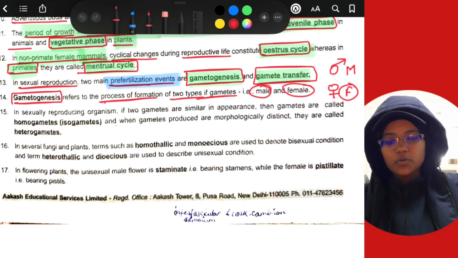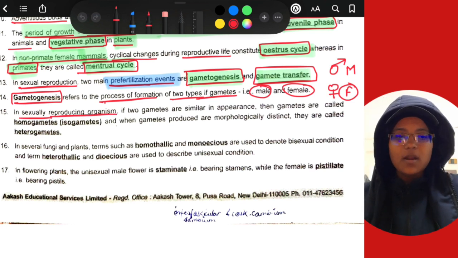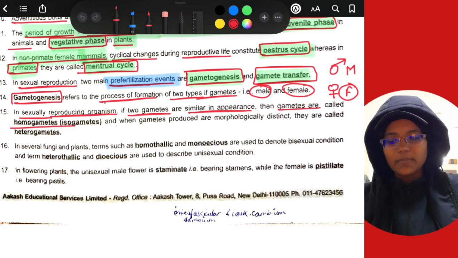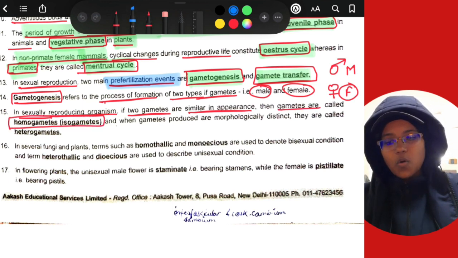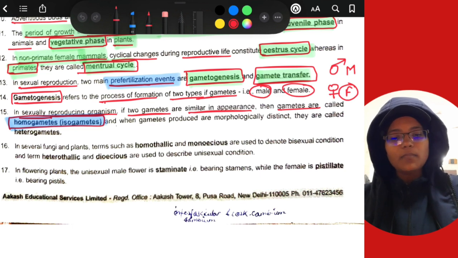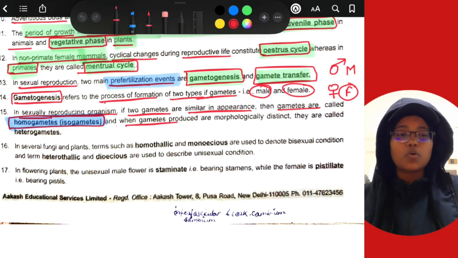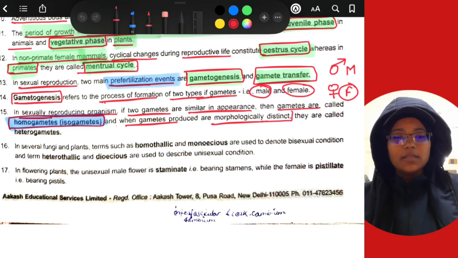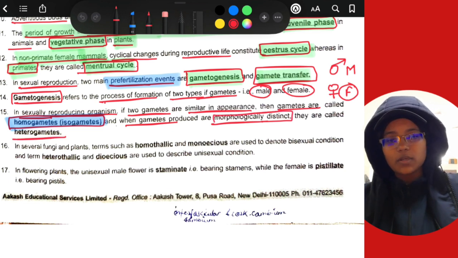In sexually reproducing organisms, when two gametes are similar in appearance, they are called homogametes or isogametes. And when the gametes produced are morphologically distinct, they are called heterogametes.